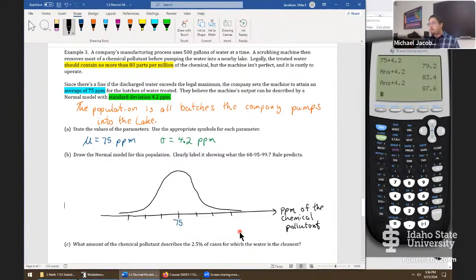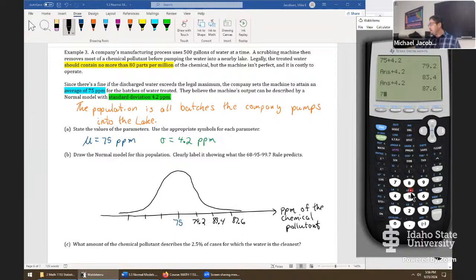So it comes out as 79.2 parts per million, then 83.4, finally 87.6 parts per million. And if you run out of space like I almost did, just write your number sideways, and that's totally fine. That's why I usually like to make my horizontal axis a little bit bigger to fit everything in.